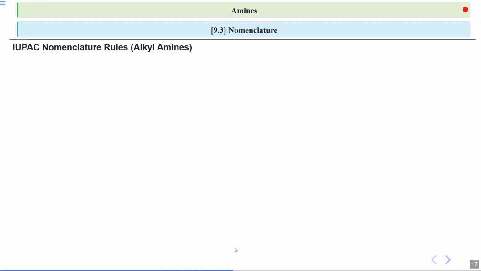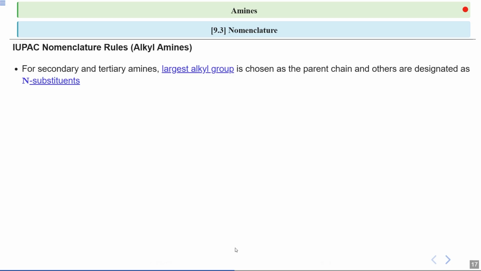Now we will look at the IUPAC nomenclature of alkyl amines. For secondary and tertiary amines, the largest alkyl group is chosen as the parent chain. The remaining alkyl groups attached to the nitrogen are named as N substituents. So we use the letter N to show that these groups are directly attached to the nitrogen atom and not the main carbon chain.